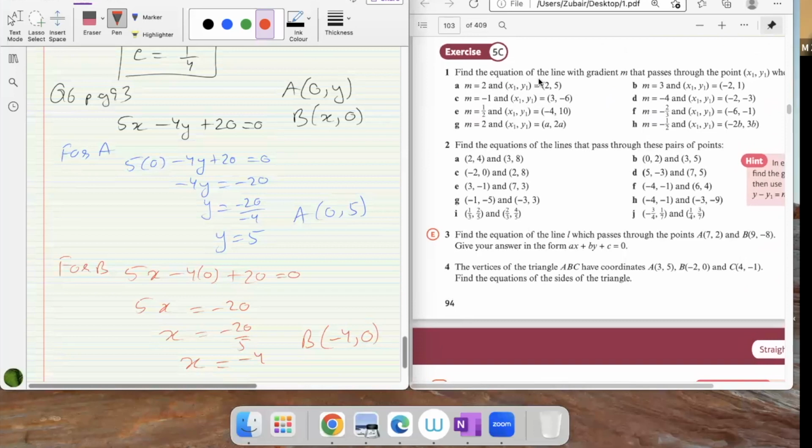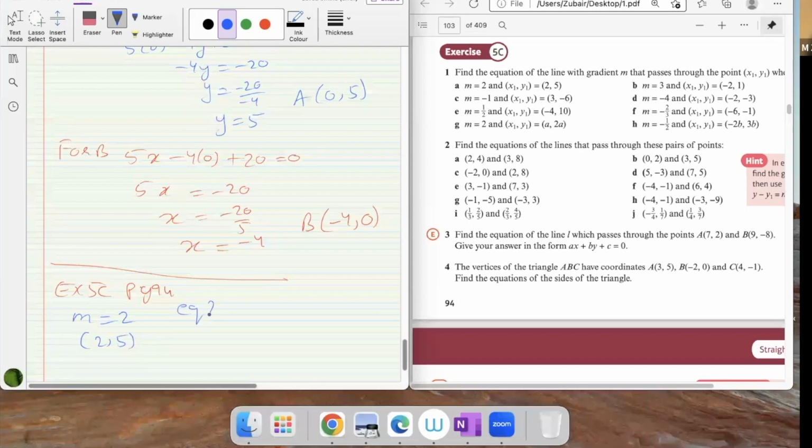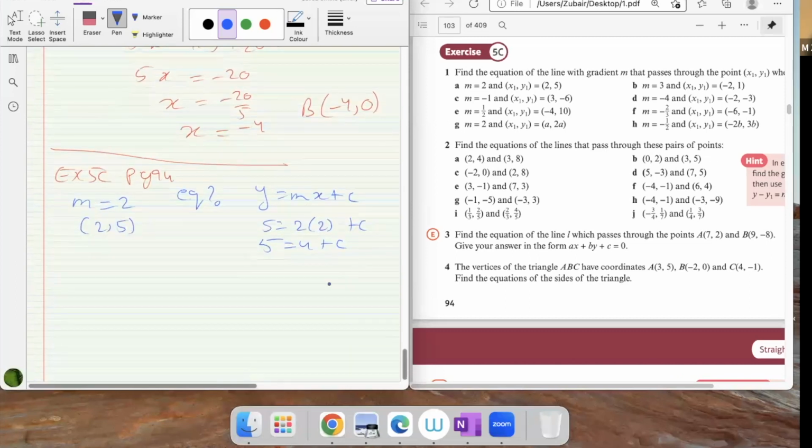Exercise 5C. It says find the equation of the line with gradient m that passes through the point, and the gradient is given. Exercise 5C, page 94. Gradient is 2 and the point is 2 comma 5, and it is asking about the equation. So y equals mx plus c, plug in all the values. Y is 5, gradient is 2, x is 2, plus c. 5 is equal to 4 plus c. 5 minus 4 equals c, c is equal to 1. Rewrite the equation. Y is equal to 2x plus 1.